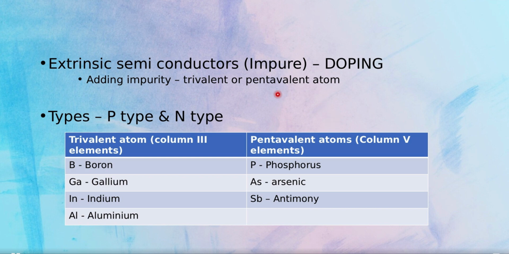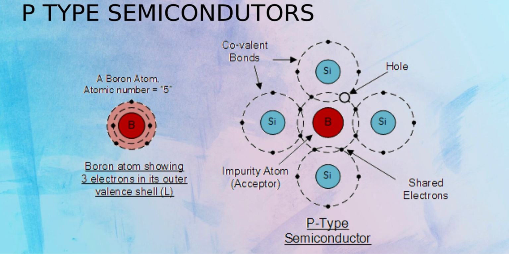Now a pentavalent atom has 5 electrons in its valence shell, like phosphorus, arsenic, and antimony. When you add these pentavalent impurity atoms to a pure semiconductor, they form an n-type semiconductor. So first, let's look at p-type semiconductor materials. As we saw, a p-type semiconductor is obtained by adding a trivalent atom impurity to a pure semiconductor.